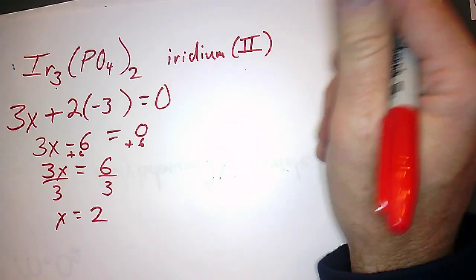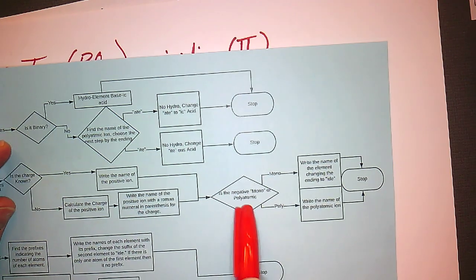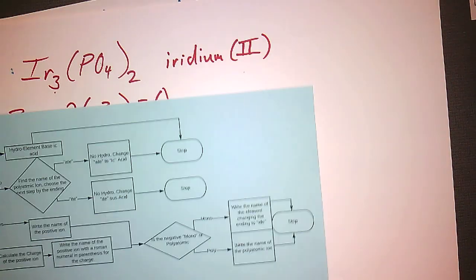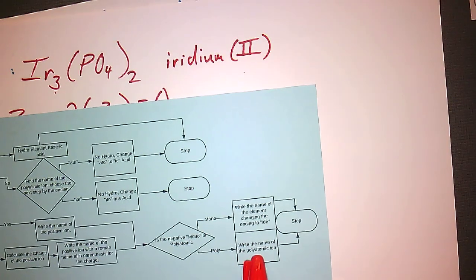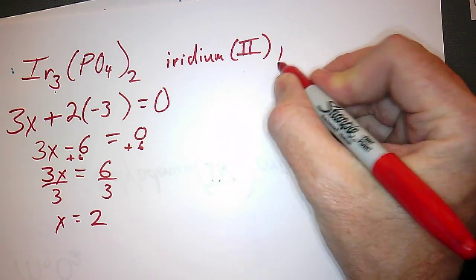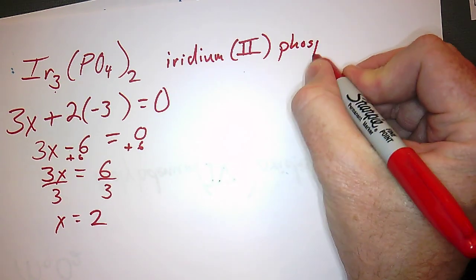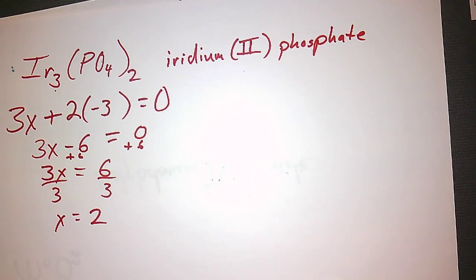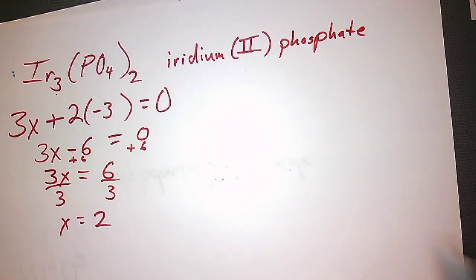And then we go back to our flow chart. Is the negative mono or polyatomic? It's poly this time, PO4, right? So all we have to do is write the name of the polyatomic ion. So what's the name of PO4? Phosphate. Very good. All right, does that make sense? Is the flow chart easy enough to follow?